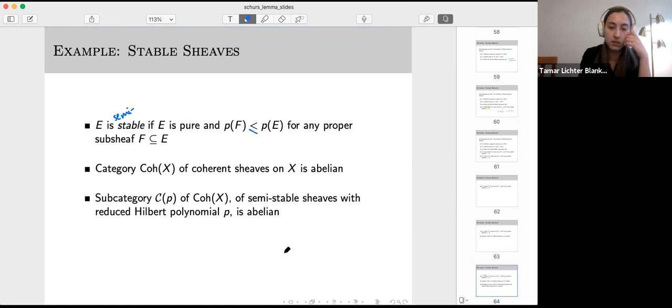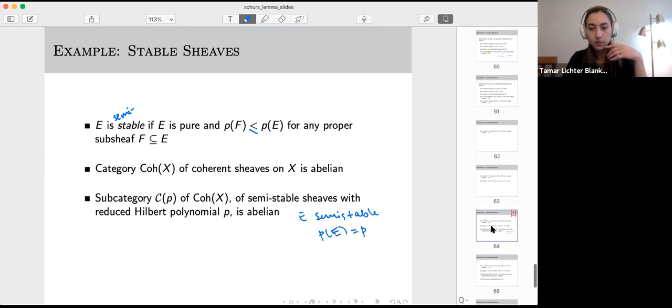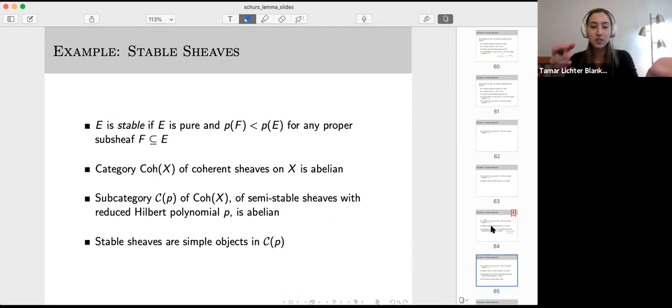Semi-stable means that P of F is less than or equal to P of E. So semi-stable sheaves with reduced Hilbert polynomial P. So we want just E semi-stable and P of E equals P, and then the maps between them. This turns out to be an abelian category, which I am very much not going to prove. But the point is, this is an abelian category, and helpfully, the stable sheaves are the simple objects in this abelian category.